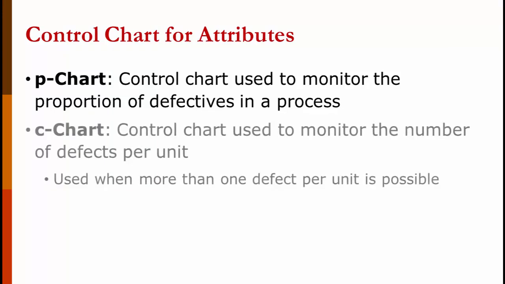A C chart is a control chart used to monitor the number of defects per unit. So that's only possible when you can have more than one defect per unit. I'll give you examples of when you'd use a C chart in a moment. I just want to make that distinction before we move on.